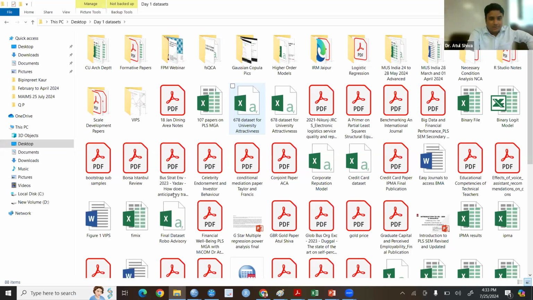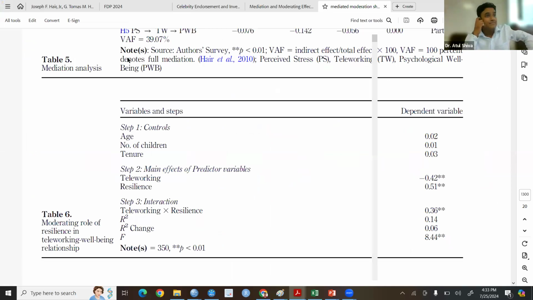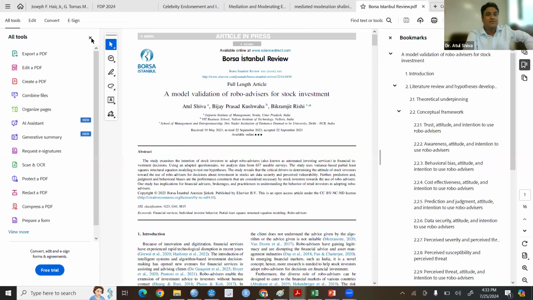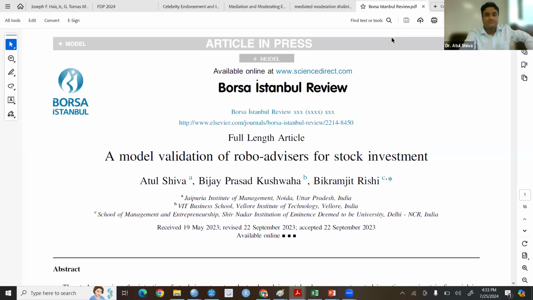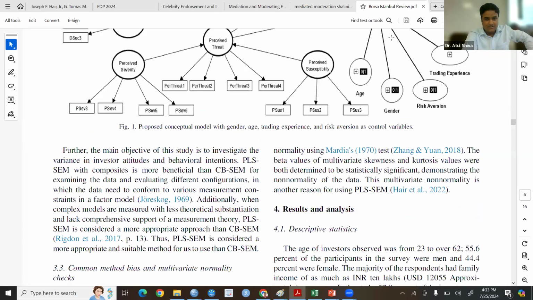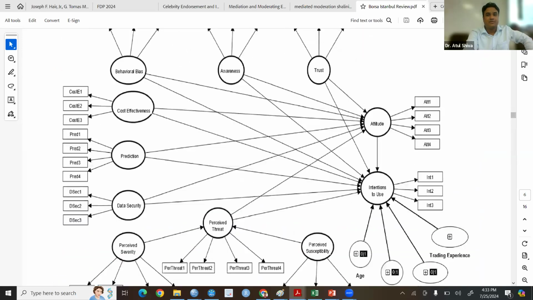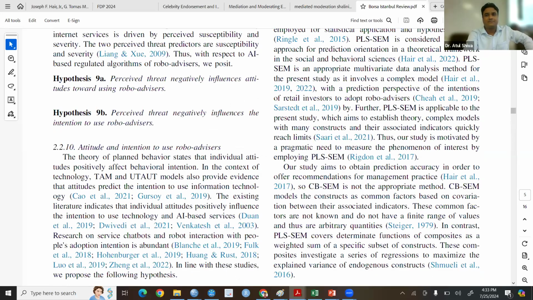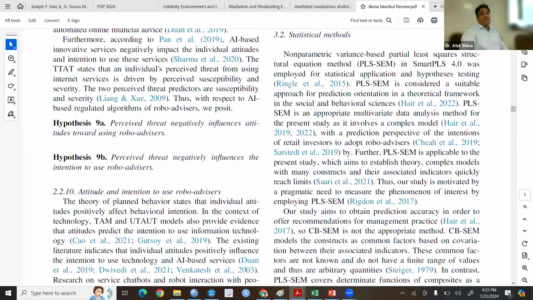तो देयर आर सो मेनी रीजंस। तो एक मैं आपको एक और पेपर सेंड करूंगा। देयर आर 4-5 रीजंस व्हाई सीबी-एसईएम। ये एक पेपर हमने लिखा रोबो एडवाइजरी का। You see, non-parametric variance-based partial least square structural equational modeling was employed in our paper.